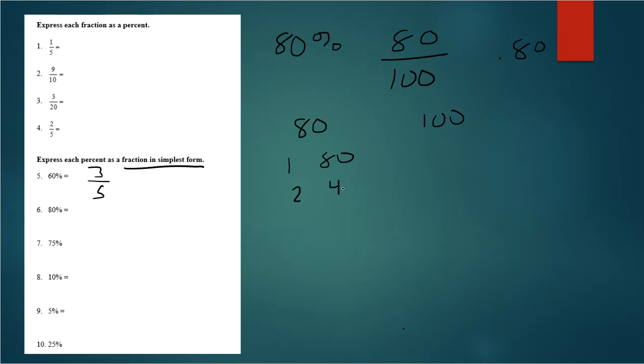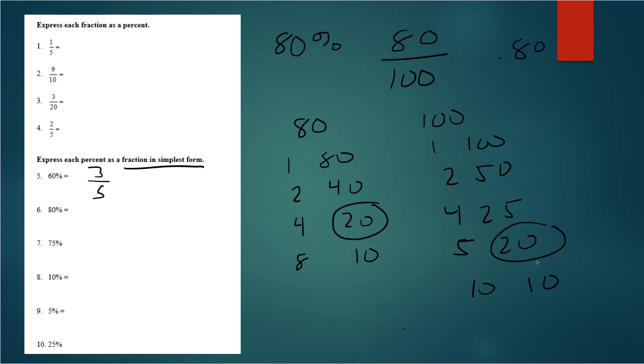So 1 and 80, 2 and 40, 4 and 20, 8 and 10. Let's do 1 and 100, 2 and 50. I think I've got them all. 4 and 25, 5 and 20, 10 and 10. When we look at these, our greatest common factor here would be 20. There are quite a few common factors, but the biggest number that they have in common is 20. So if we take the 80 hundredths and divide both the bottom and the top by 20, 100 divided by 20 is 5, and 80 divided by 20 is 4. So 4/5. That's what 80% is as a fraction in simplest form.